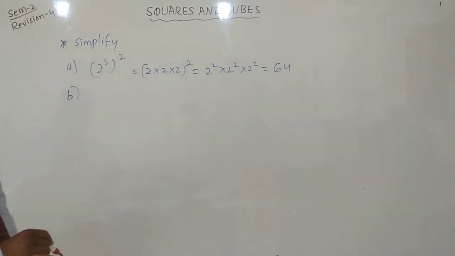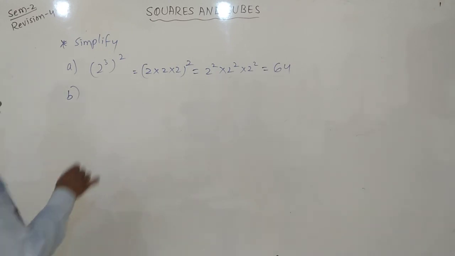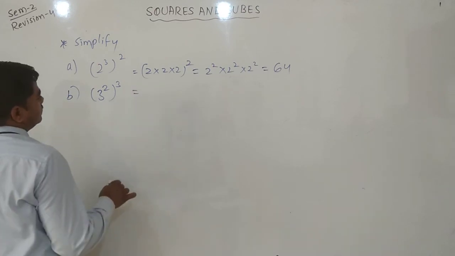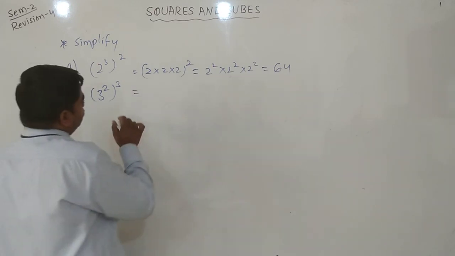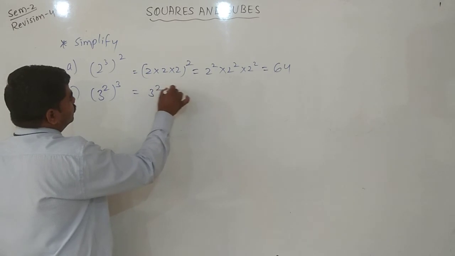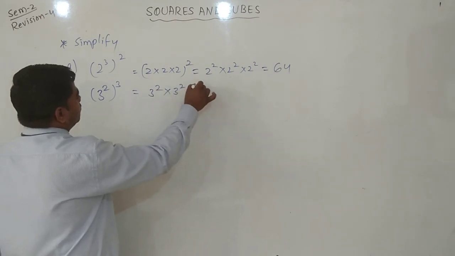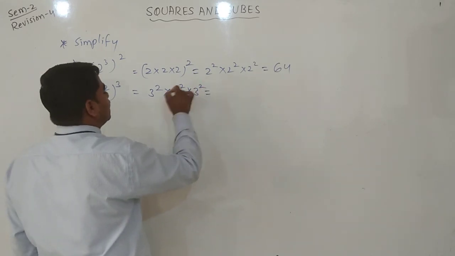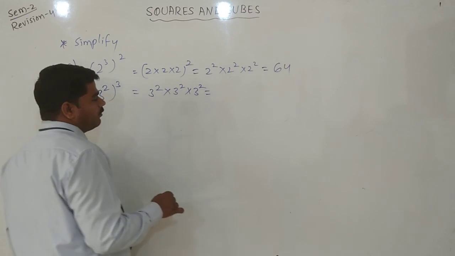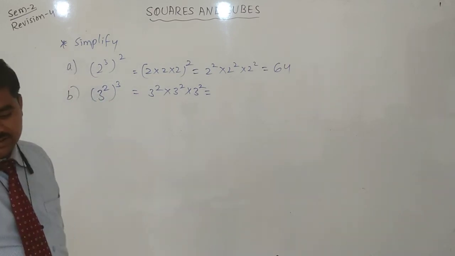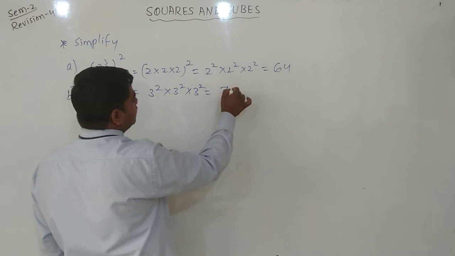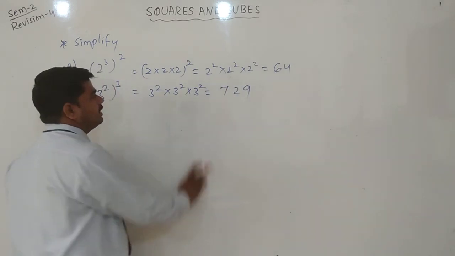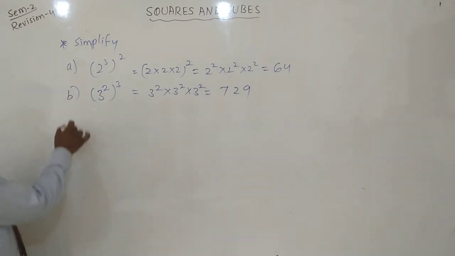One more. 3 square raised to 3. Yes. 3 square cube. 3 square into 3 square into 3 square. Yes. Here 9 into 9 into 9. 9 cube. Value of 9 cube, that is 729. We can write 9 into 9, 9 into 9, 9 into 9.